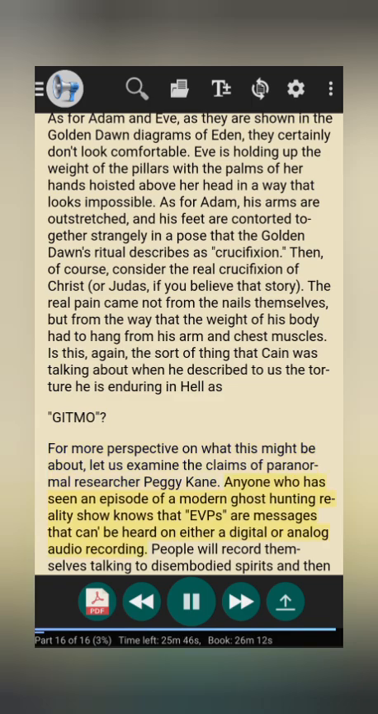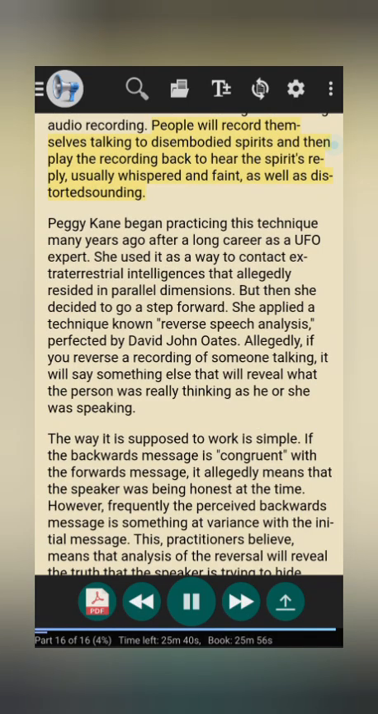Anyone who has seen an episode of a modern ghost hunting reality show knows that EVPs are messages that can be heard on either a digital or analog audio recording. People will record themselves talking to disembodied spirits and then play the recording back to hear the spirits reply, usually whispered and faint, as well as distorted sounding. Peggy Cain began practicing this technique many years ago after a long career as a UFO expert. She used it as a way to contact extraterrestrial intelligences that allegedly resided in parallel dimensions.